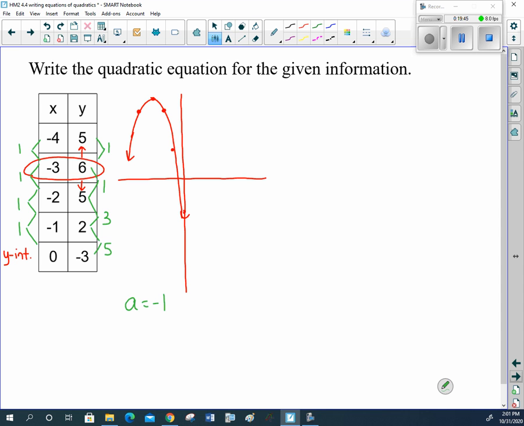I'm going to use vertex form on this one because I have the vertex. I don't have any x-intercepts. The x-intercept right here is some kind of decimal value. I don't know what it is, so I think it makes sense to use vertex form. So I'm going to say y equals a -1. I'll just write the negative sign. X plus 3 quantity squared plus 6. There's our equation right there. That's vertex form.